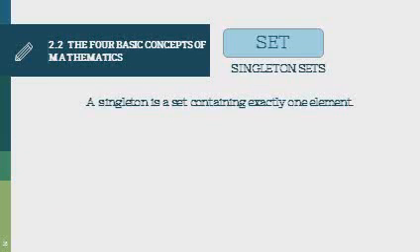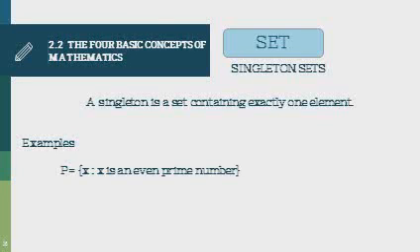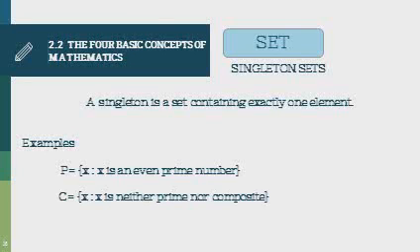A singleton is a set of containing exactly one element from the word itself, single. Examples, X such that X is an even prime number. Okay? Ang isa lang naman ang even prime number, that is 2. C is equal to X such that X is neither prime nor composite. Still yun pa din.